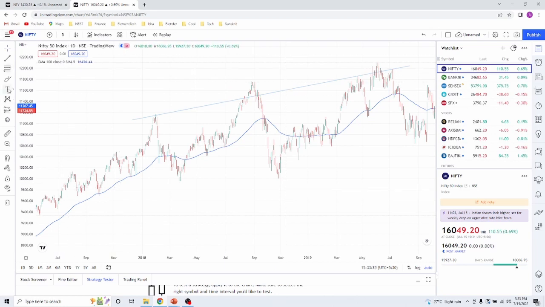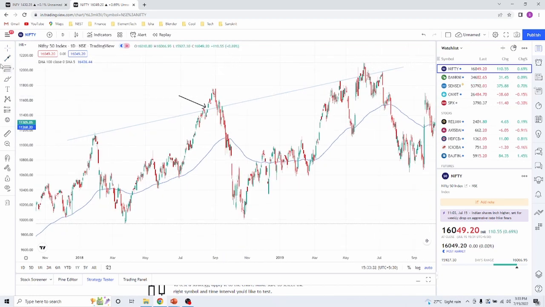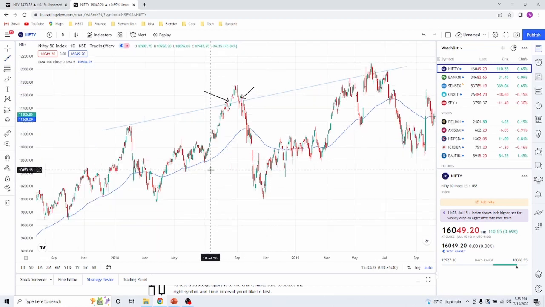Okay, so let me draw an arrow to show it to you. So this is the breakout point because it broke out of this resistance. And again, I'll draw another arrow. This is the breakdown point, or breakout in the negative direction, right? Here's where it is hitting the support many times, right?